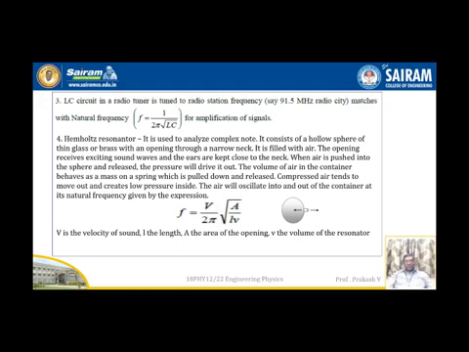The volume of air in the container behaves as a mass on a spring which is pulled down and released. Compressed air tends to move out and creates low pressure inside. The air will oscillate into and out of the container at its natural frequency given by F is equal to V by 2 pi into square root of A divided by LV. So here V is the velocity of sound, L is the length of the resonator, A is the area of the opening, and V is the volume of the resonator.